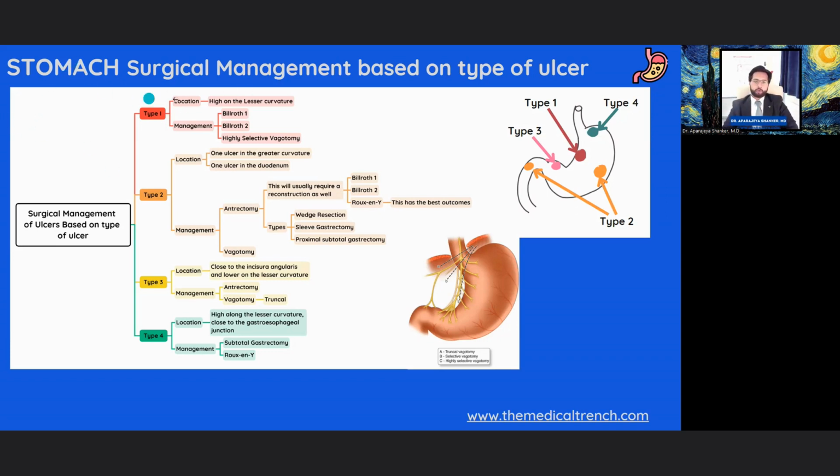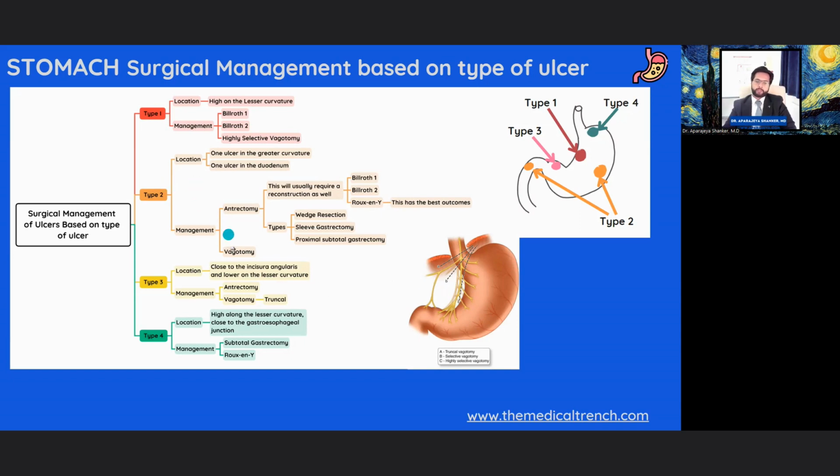So I'm going to take a little bit of time to sort of localize the surgical management here. Now, type 1 ulcers, right? You can do two things. Billroth 1 or Billroth 2 with a highly selective vagotomy. Now, in this image, you can see what a highly selective vagotomy means. In the highly selective vagotomy, the vagus innervation to the anterior curvature of the stomach is removed. You combine this with either a Billroth 1 or Billroth 2. Okay? And you do this so that you reduce the amount of acid secretion in the patient by reducing the vagus nerve innervation, right?